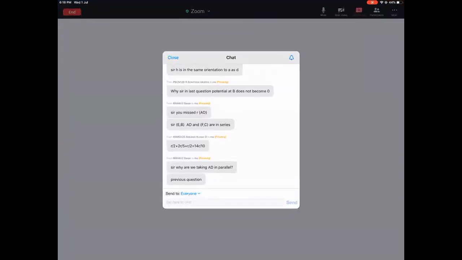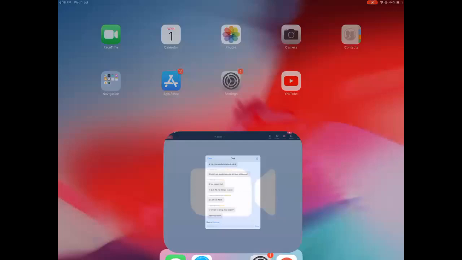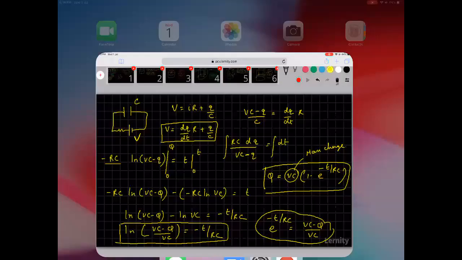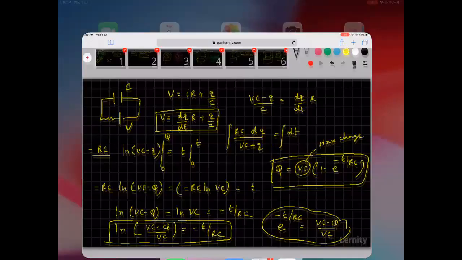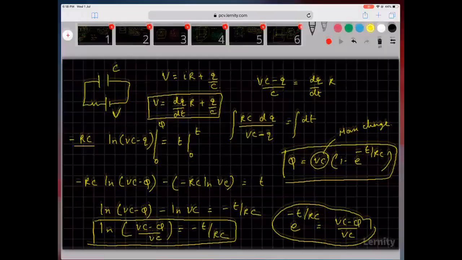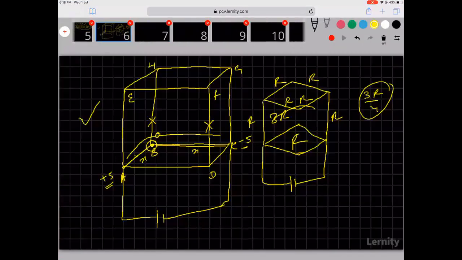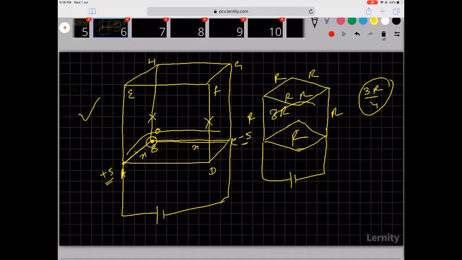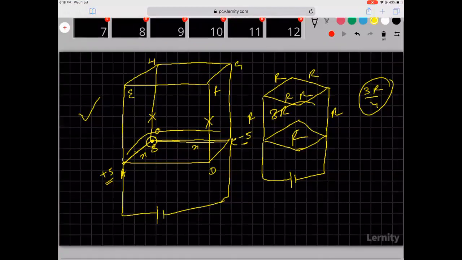Sir, why are we taking AD as parallel in the previous question?